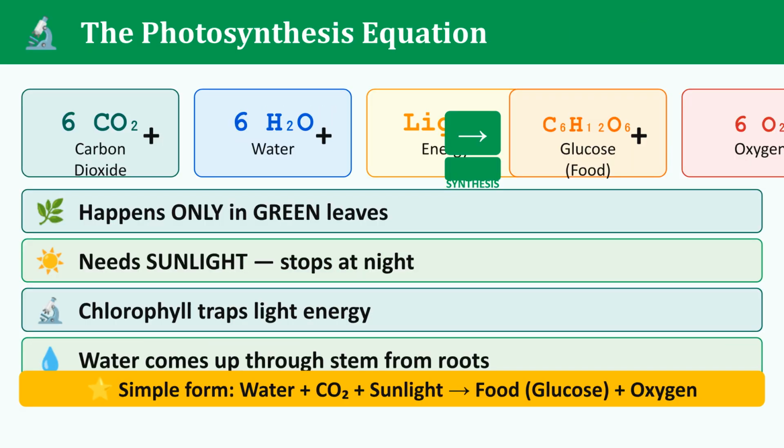Now let's write the photosynthesis equation. Don't worry, you don't have to memorize every chemical formula today. Just understand what it means. 6 molecules of carbon dioxide plus 6 molecules of water, along with sunlight, produce glucose, which is the plant's food, and oxygen. This process happens only in green leaves because they contain chlorophyll. It also needs sunlight. Without sunlight, photosynthesis cannot happen. So the simple equation is water plus carbon dioxide plus sunlight become food and oxygen.